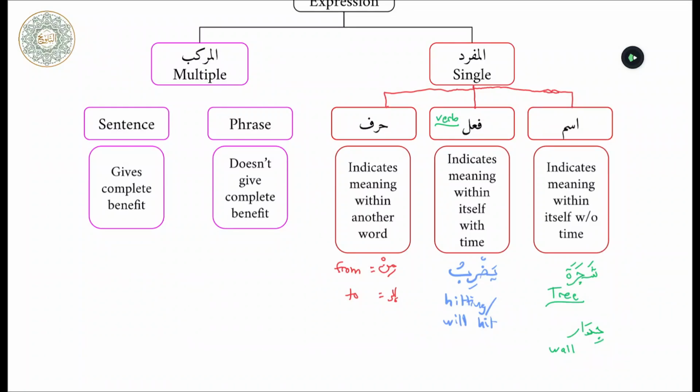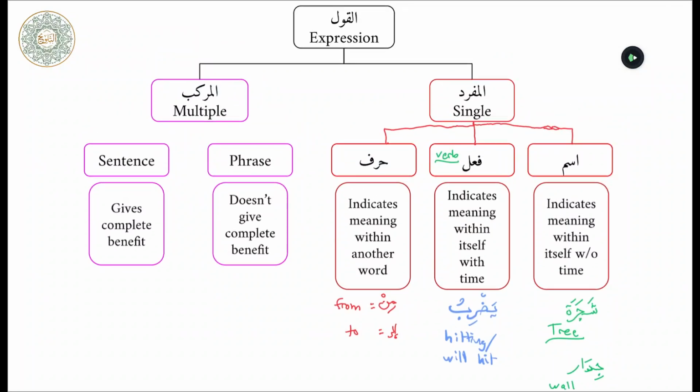This is a brief breakdown of single words within the Arabic language. Now, in upcoming lessons, bi'idhnillah, we will explain to you exactly what an ism is. We will explain to you exactly what a fi'l is. We will explain to you exactly what a harf is. And then after that, we move on to murakkab.